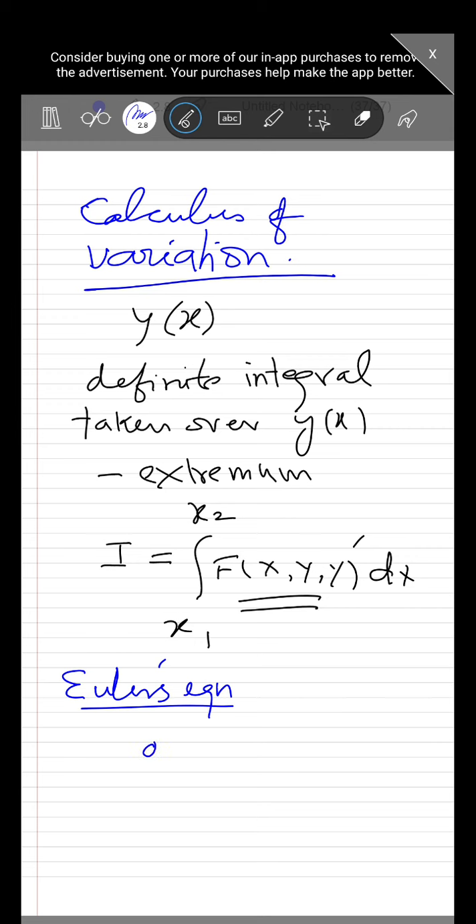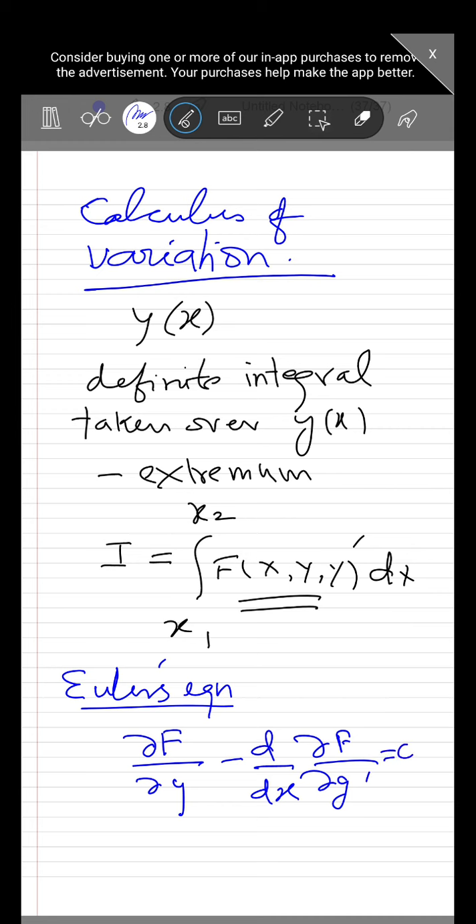It says that del f by del y minus d by dx of del f by del y dash is equal to 0.